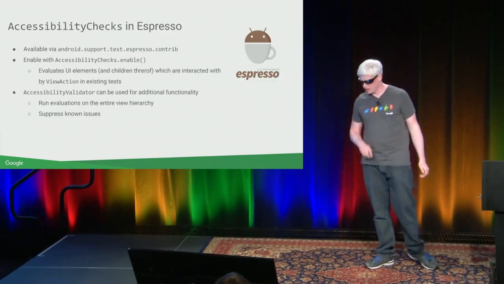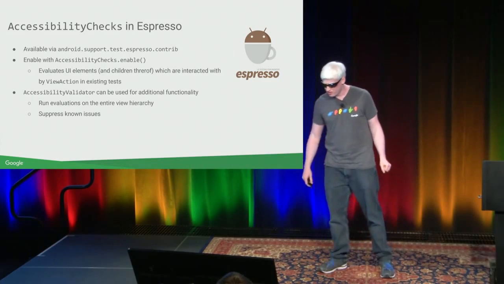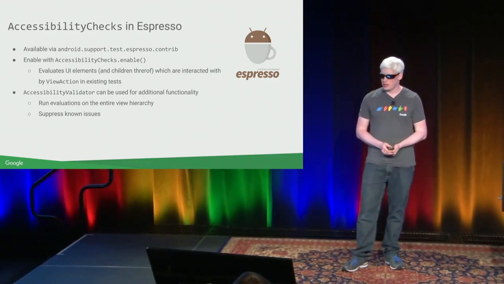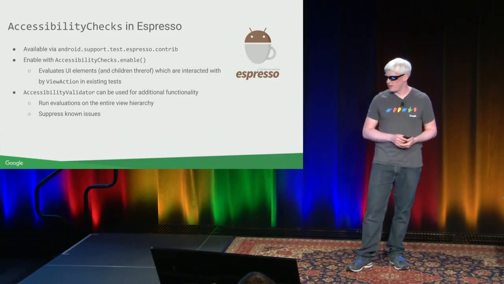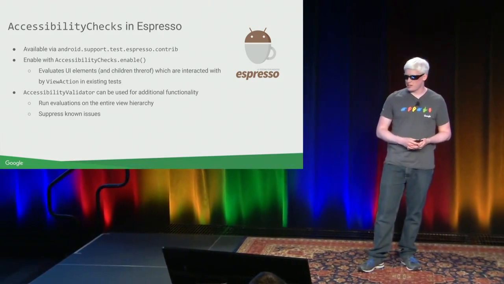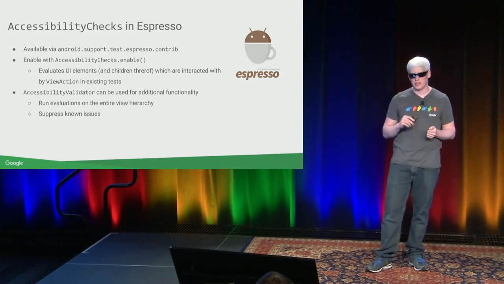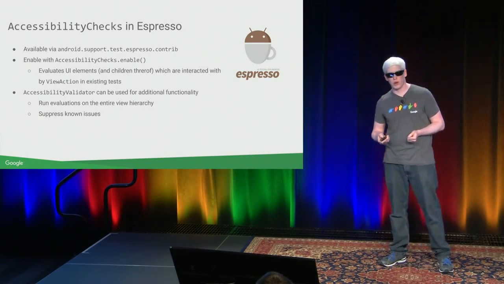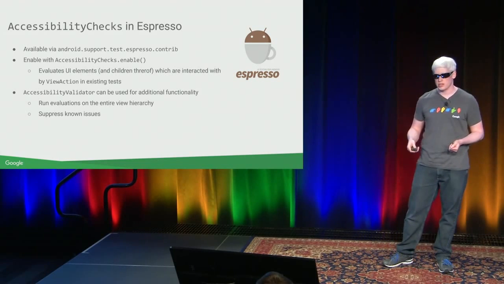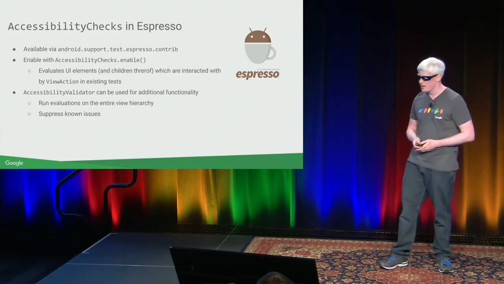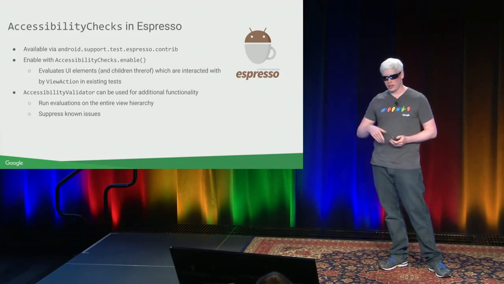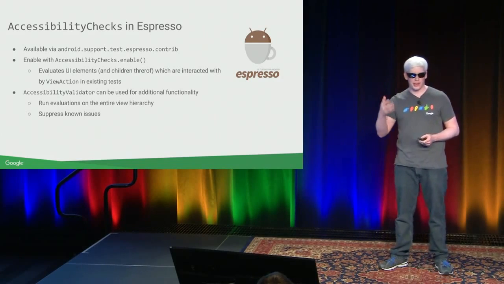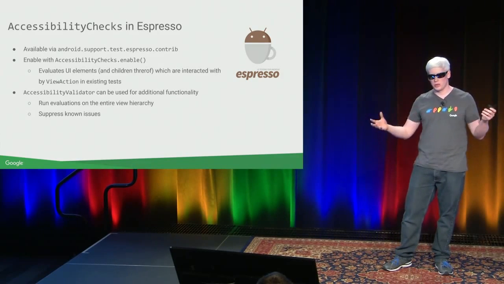So let's see what that actually looks like. For Espresso, you would enable this feature by, first of all, getting the dependency from the Espresso contrib directory. And somewhere in your test lifecycle, call AccessibilityChecks.enable. For the lifetime of that test, we will run our accessibility evaluations on any view that you interact with through an Espresso view action. So if you click a button with a view action, we'll look at that button and potentially the UI around it, for accessibility issues.